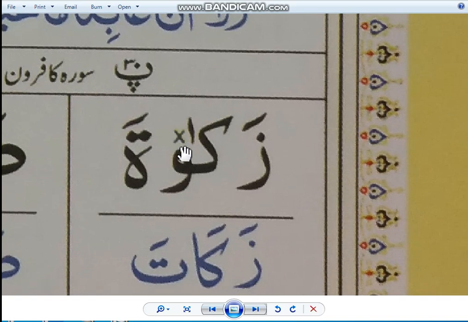Now we have an example of a waw with a cross on it. Zakata. A lot of them confuse it with wa and they read it as zakawa, but it's wrong. There is a standing alif after the kaf. So a standing alif is equal to kaf with a fatha and an alif. So this replaces the long alif and the fatha before it. Zakata. So we're reading it as that.